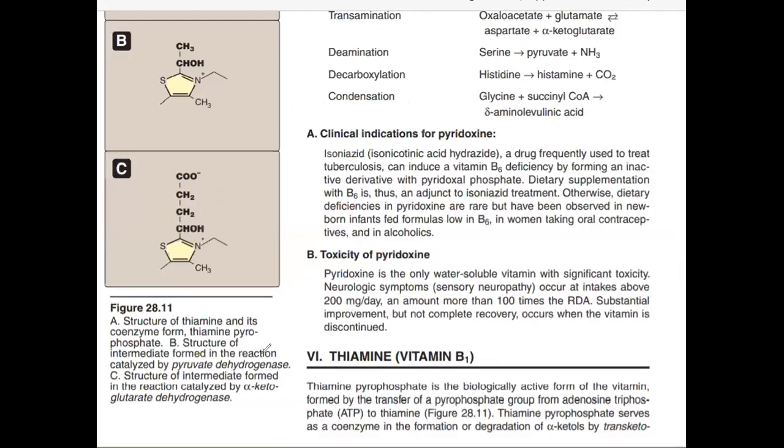Let's finish this last topic also, and then we will discontinue our class. So what happens when you have toxicity of pyridoxine? It is the only water soluble vitamin with significant toxicity. Water soluble vitamin with significant toxicity. Neurologic symptoms.